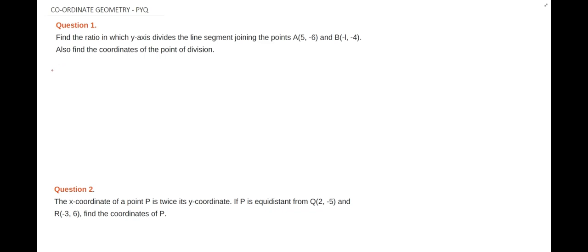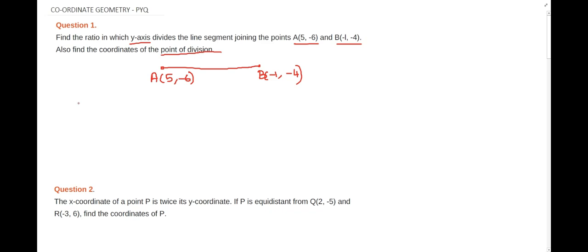The question number 1 is: find the ratio in which the y-axis divides the line segment joining the points A(5, -6) and B(-1, -4). Find the coordinates of the point of division. So just draw the diagram initially. The given points are A(5, -6) and B(-1, -4). So we need to find the point of division.